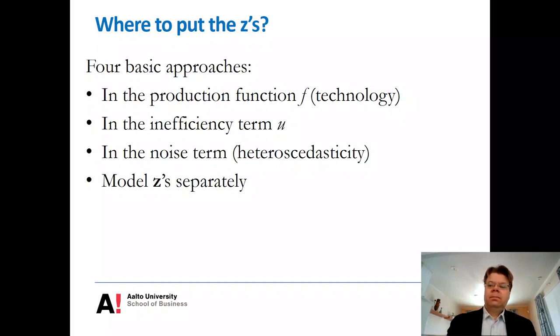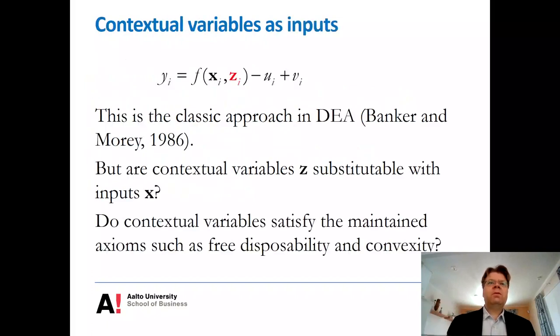So to be more specific, let's first consider the contextual variables as input. If you think about the unified frontier model, I have here indicated the vector of Z variables with the red color, so that we could put it inside the production function and essentially model these Z variables as if they were inputs.